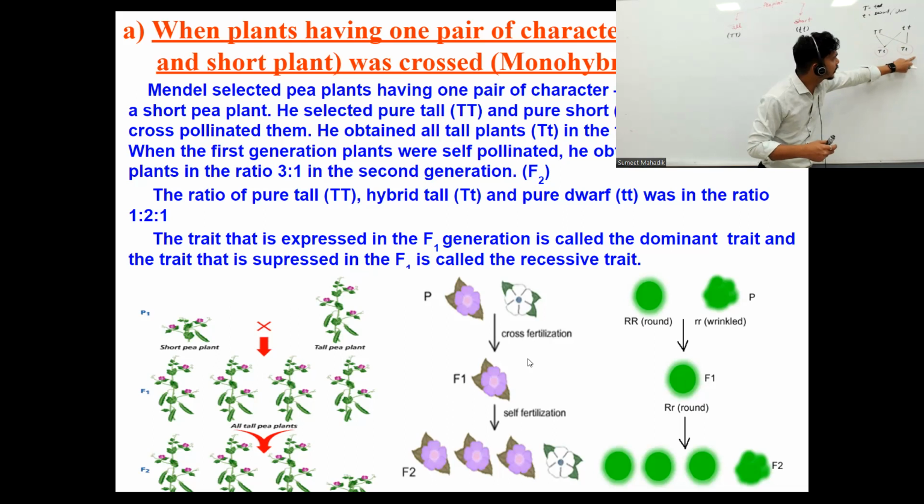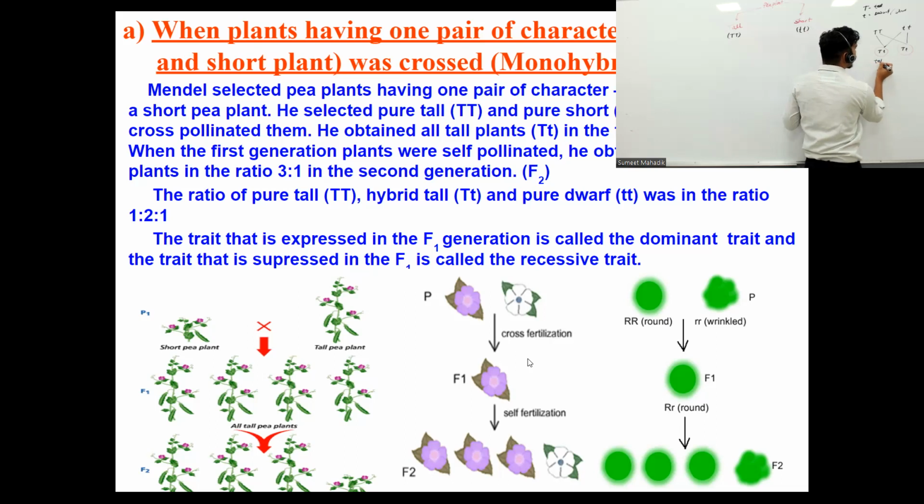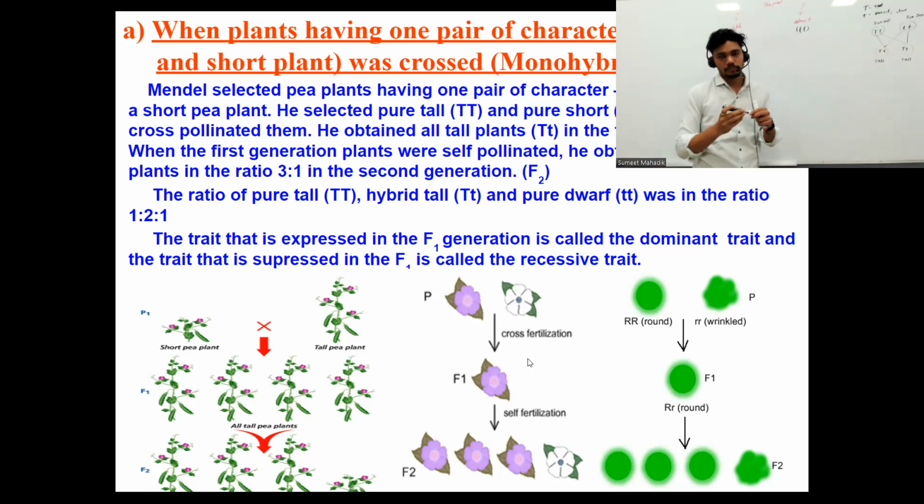So this is a second generation. Dominant is what? T. So what plant? Tall will be there. So this is a pure tall, and this is a pure dwarf. But in case of dominant tall and dominant tall, if they get transferred further, what is going to happen? Let's see.